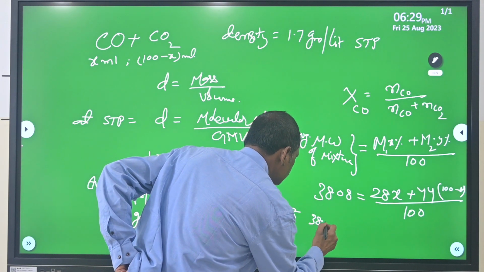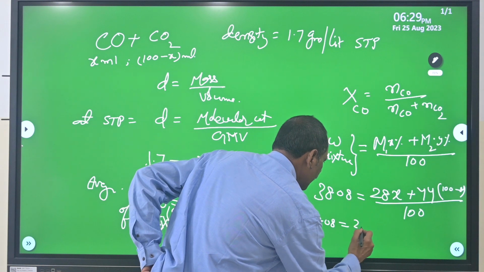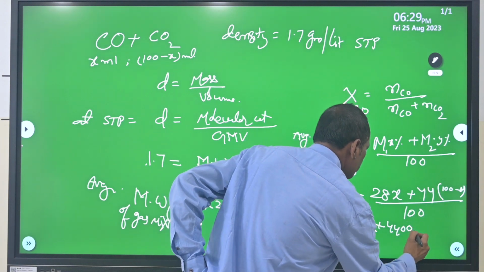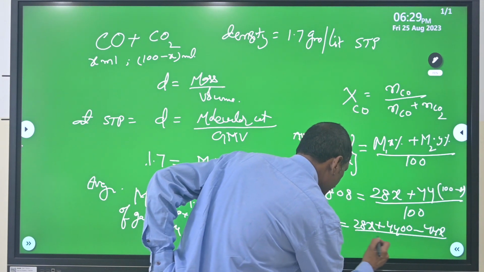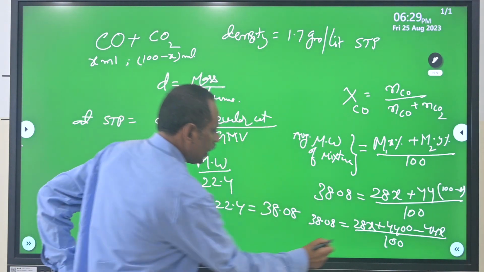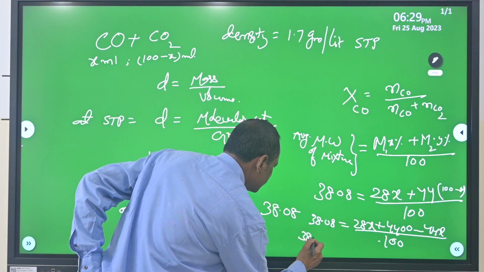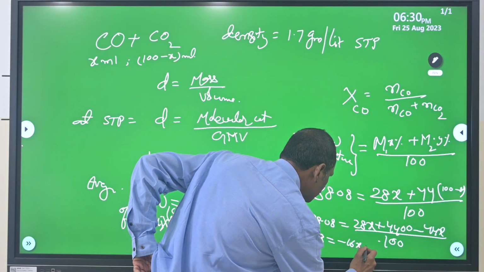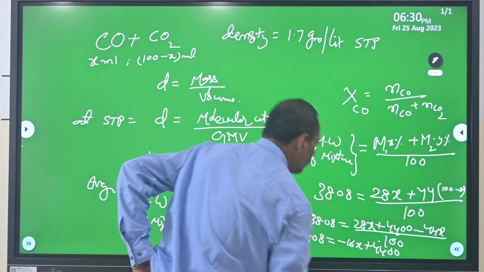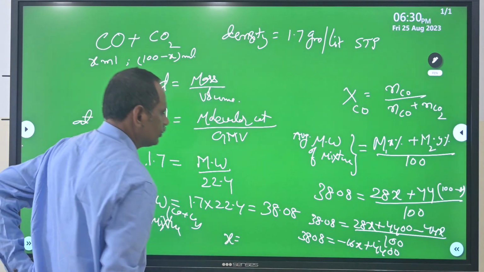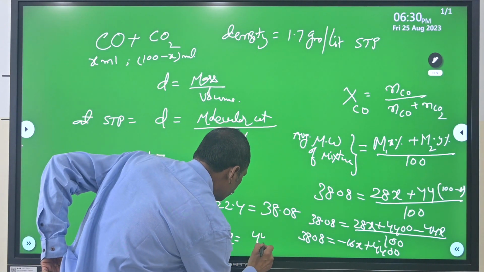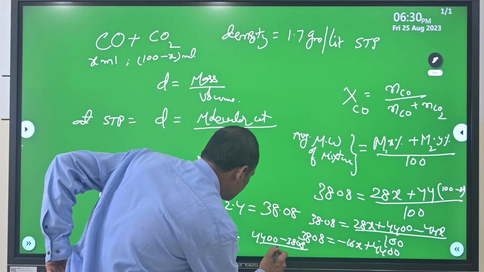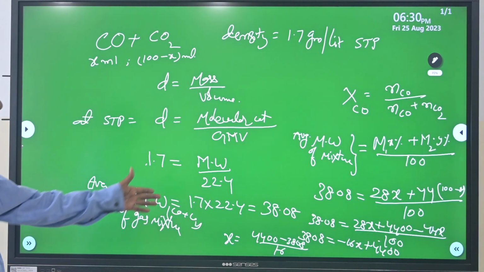Calculate this. 38.08 is equal to 28X plus 4400 minus 44X, by 100, or by cross multiplication, 3808 is equal to minus 16x plus 4400. Calculate the x value. Thus the x value is 4400 minus 3808, by 16. Calculate that value.